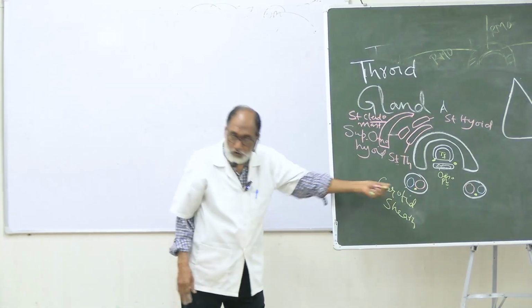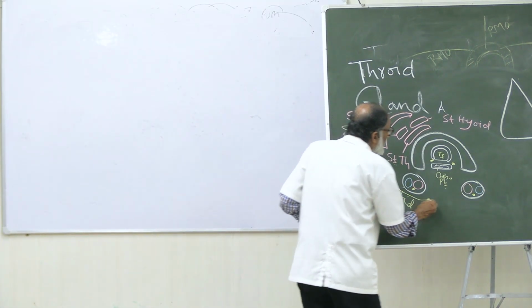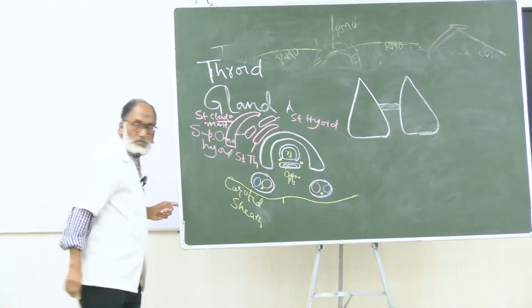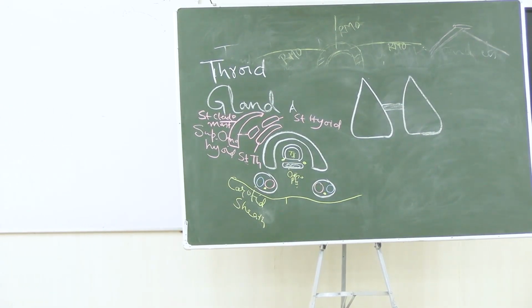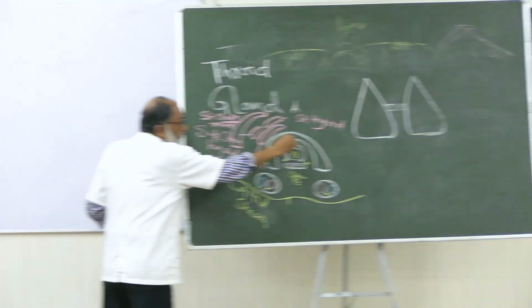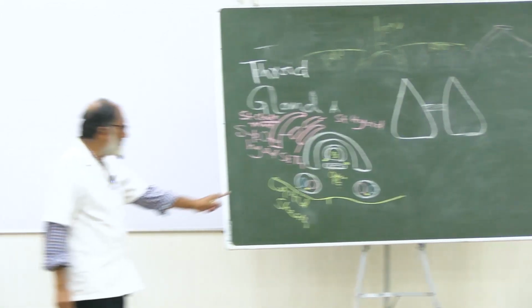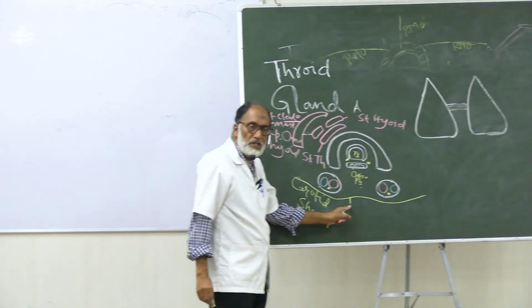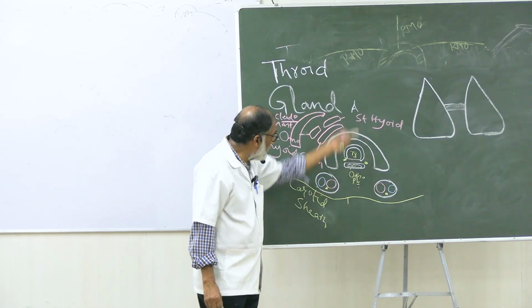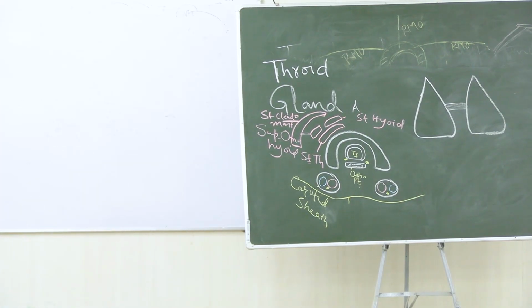Now, most posterior lies, here lies, what is this? This fascia is known as prevertebral. It is the prevertebral layer of the deep cervical fascia. Behind this is the vertebra, right? So these are the transverse section of the thyroid gland, right?